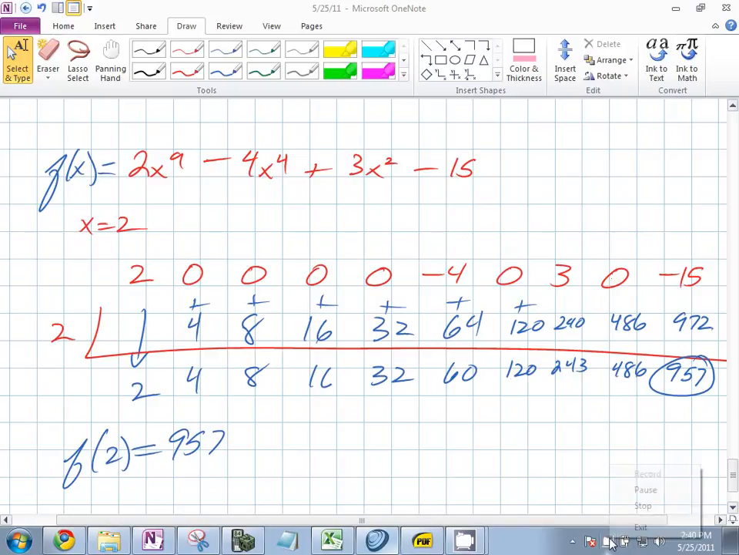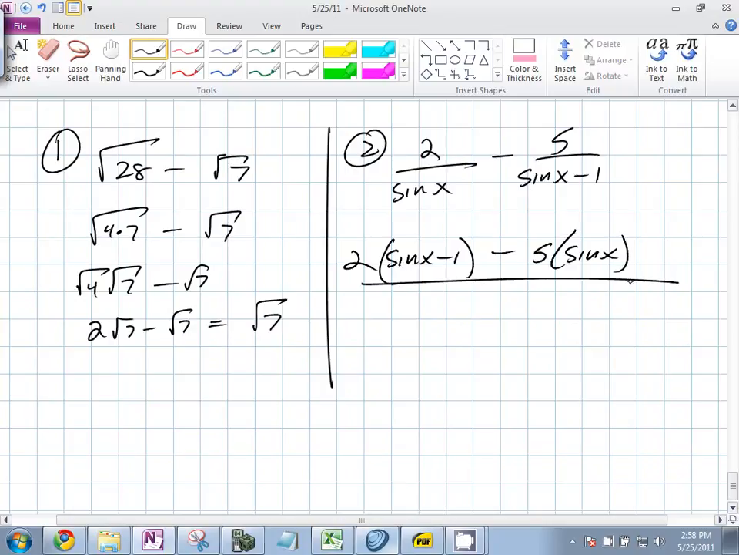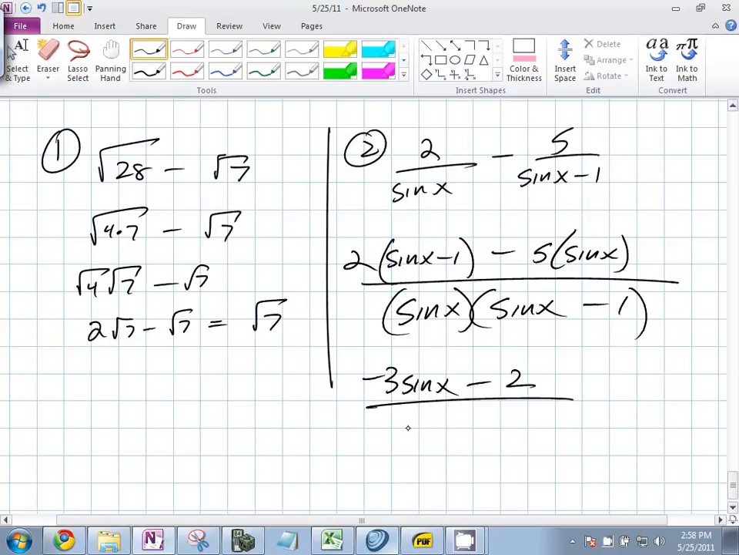Denominator. In this case, you'll end up with 2 times sine x minus 1 minus 5 times sine x over sine x times sine x minus 1, which turns into negative 3 sine x minus 2 over sine x times... So does that match one of the answers? C. It does.